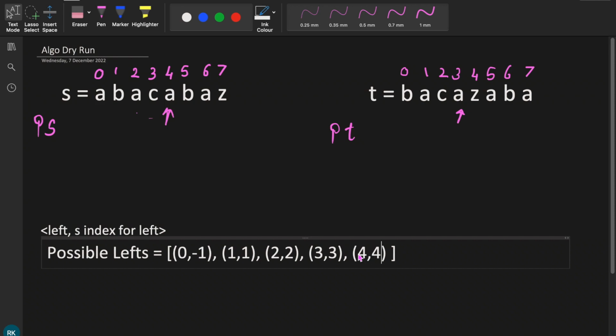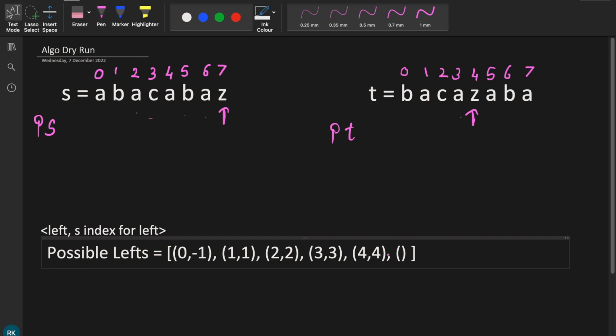What this actually means is that BACA is a subsequence of this entire substring of S, that is ABACA. You can see BACA is the subsequence. Once we have pushed this, we increment the PS pointer and also the PT pointer. Now, until they are equal, since Z is not equal to B, we increment the PS pointer. Again they are not equal, so we increment the pointer. Since now they are equal, we push back the possible left.